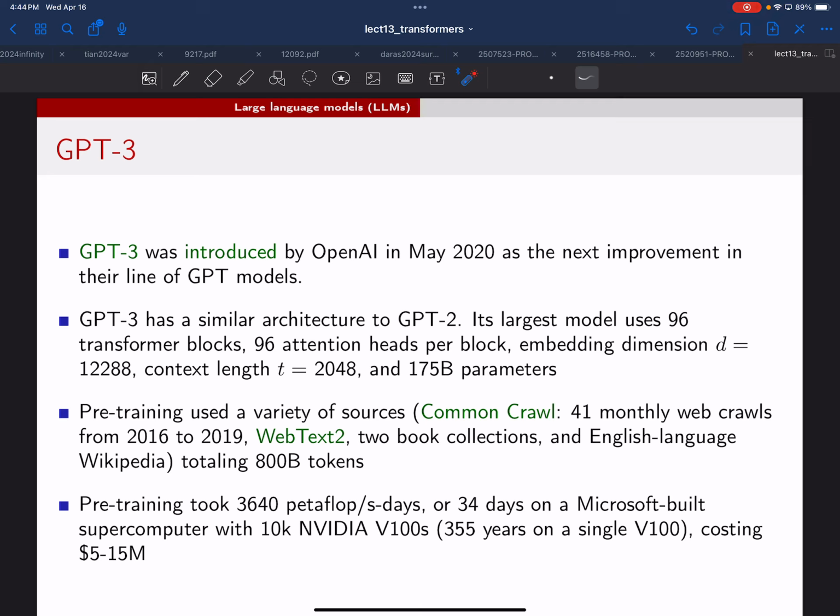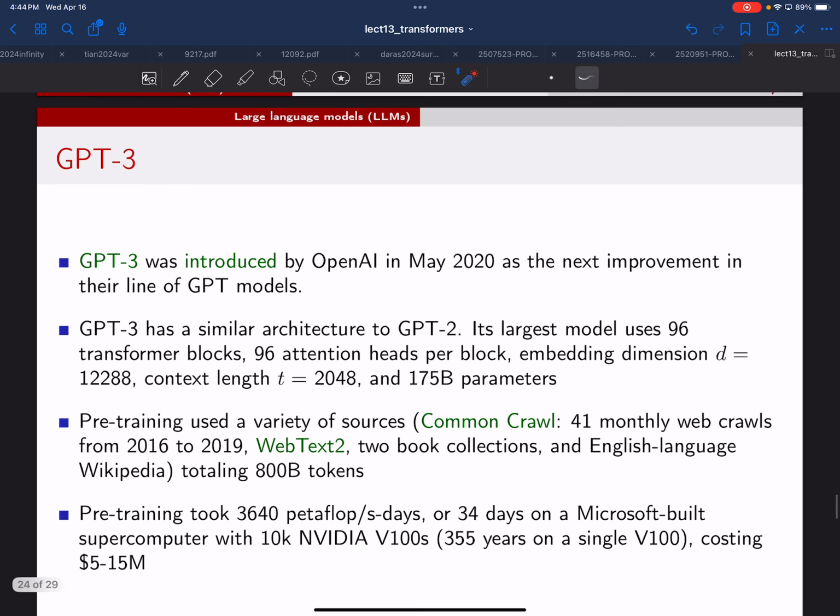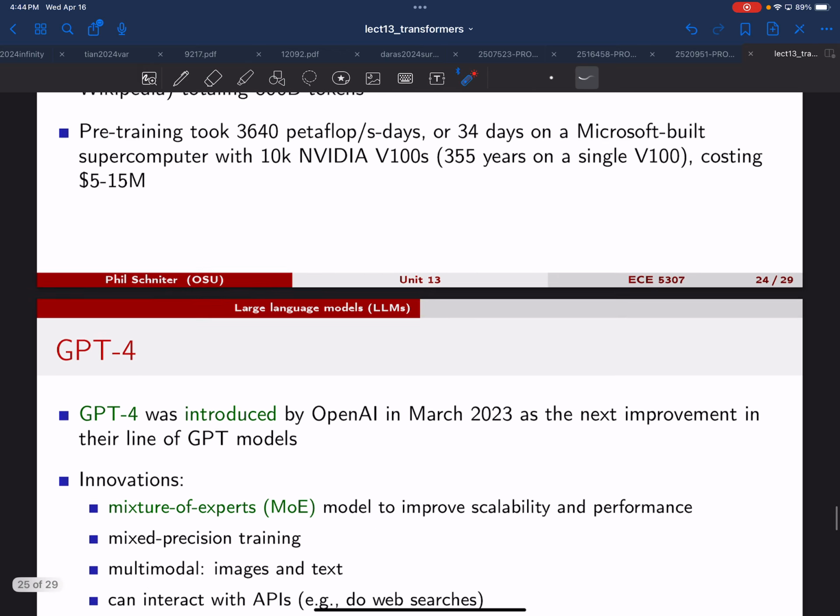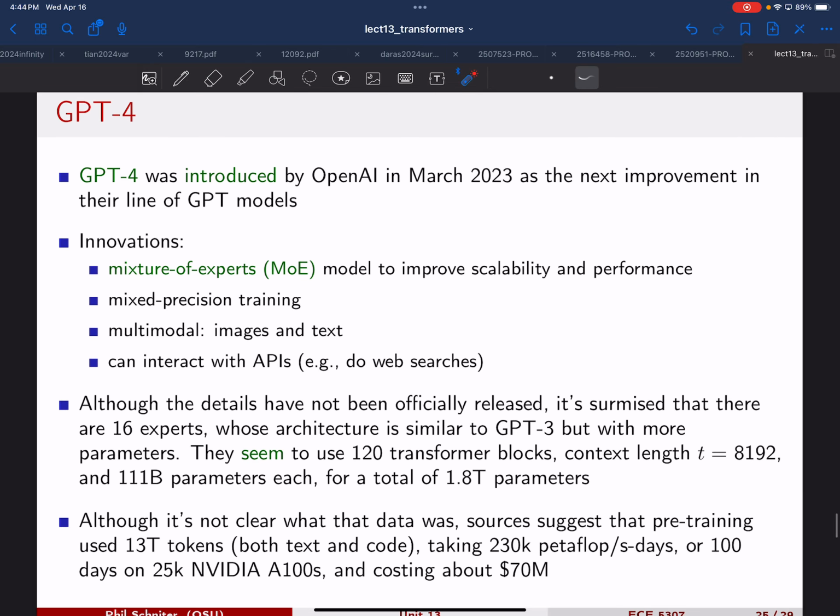To do this, Microsoft had to build them a big supercomputer that had 10,000 of, at the time, the latest and greatest NVIDIA chip, the V100. So if you would have done this on a single V100, it would have taken 355 years to train. But they were able to do it, I think, in roughly a month or so with all these V100s. Okay, and this is the one that really got into the press. All right, any questions? Okay, so GPT-4, more recent, March 2023.